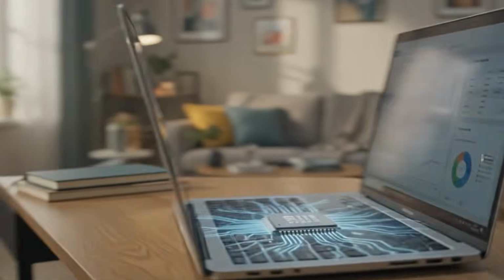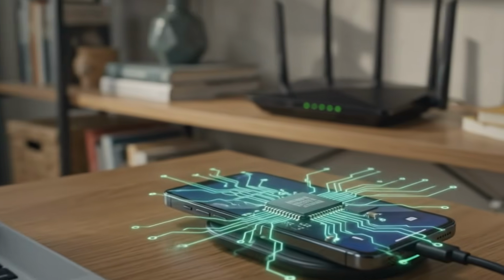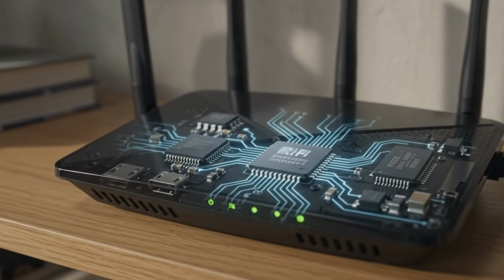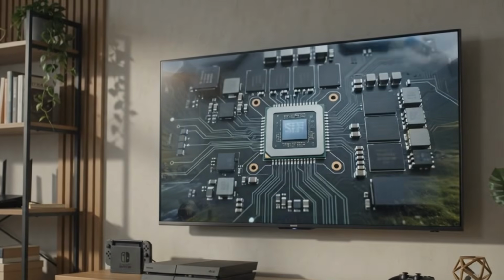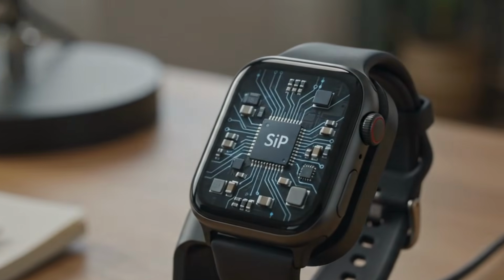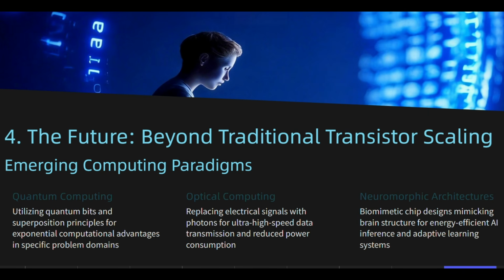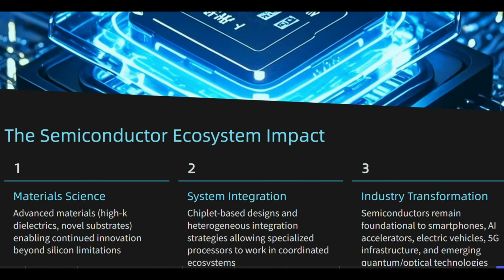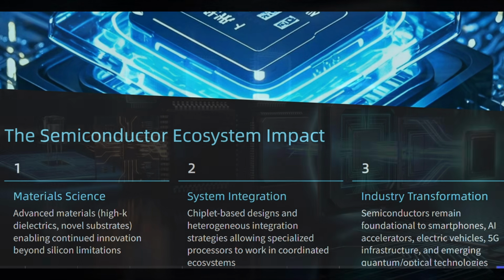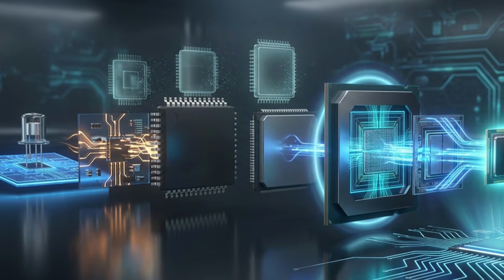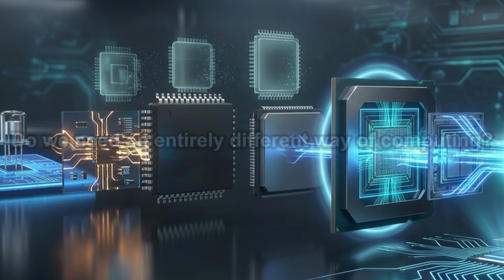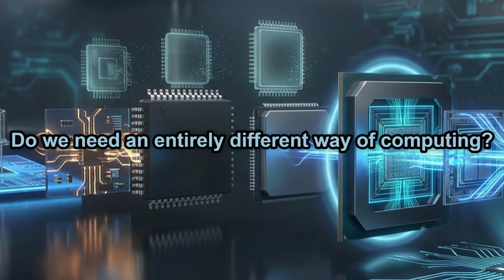So, when you look around your room, almost every electronic device around you is using a different combination of transistor types and process technologies. We didn't just invent one transistor and stop there. We kept reinventing it for different purposes. And now we are entering an era where shrinking alone may not be enough anymore. The question is slowly changing from how small can we make a transistor to do we need an entirely different way of computing?